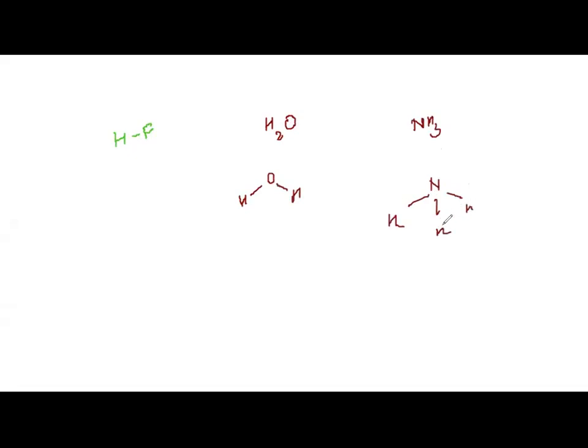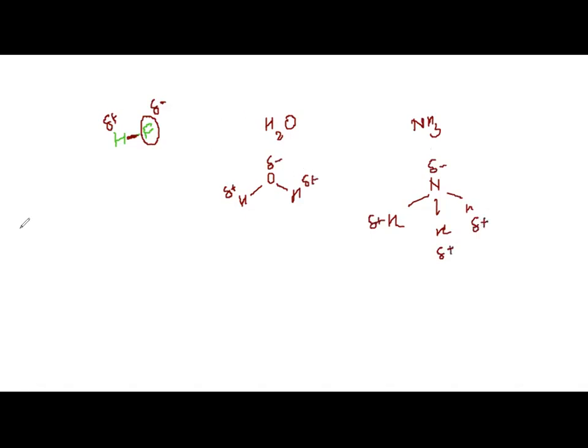Yes, I'm not speaking about hydrogen bond yet. In these cases, since fluorine is more electronegative, the electrons of this bond are shifted more towards fluorine. Therefore, we know polarity is created in covalent compounds also. So partial negative charge on fluorine, partial positive charge on hydrogen. Similarly, oxygen has a partial negative charge, and this hydrogen develops a partial positive charge. Similarly, nitrogen has a partial negative charge because it is more electronegative. All hydrogens will have partial positive charge.